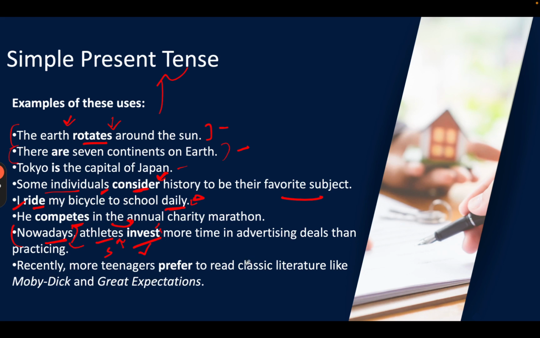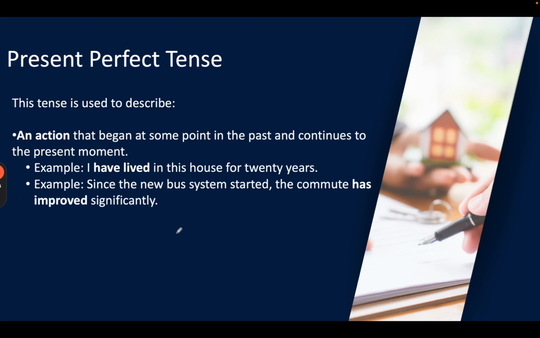Recently, more teenagers prefer to read classic literature like Moby Dick and Great Expectations. Again, the mention of recently tells us that we are talking about a general current trend. And what's the subject over here? Teenagers, that's a plural subject. Prefer is also a plural verb. There's no S here, which means a plural verb is being used. This is how you can identify simple present tense in a sentence. Hope you understood that. Now let's move on to the next type, that is present perfect tense.